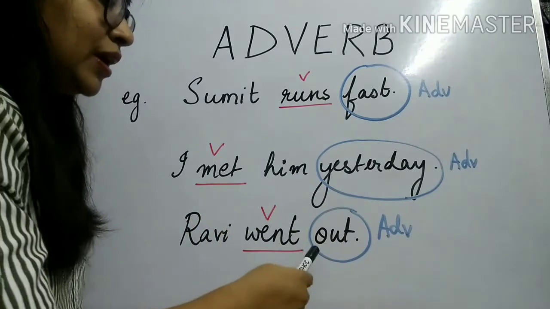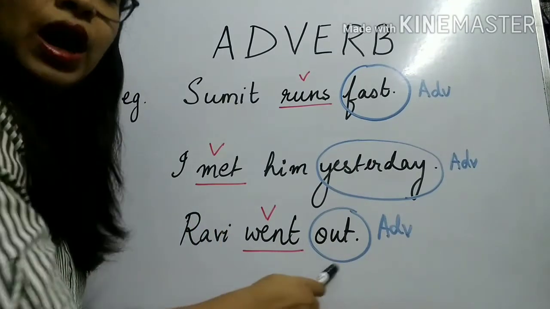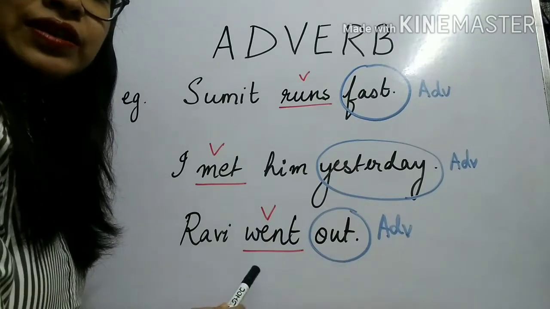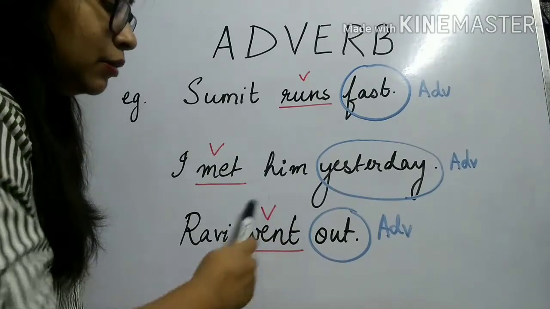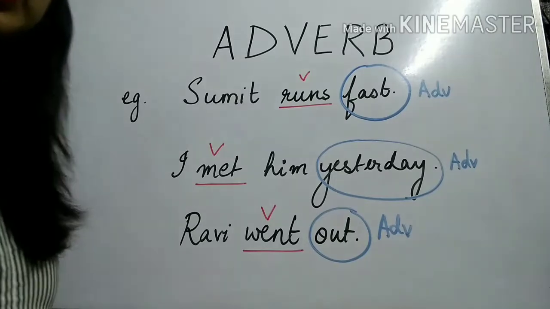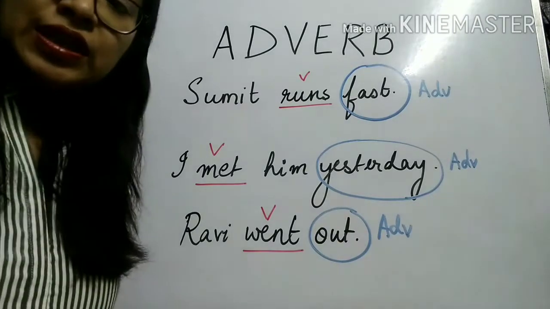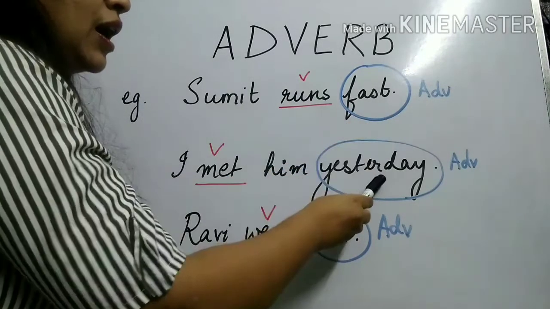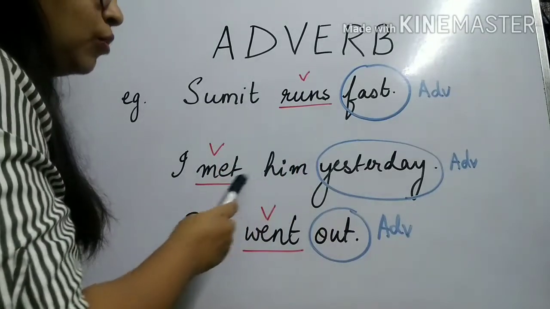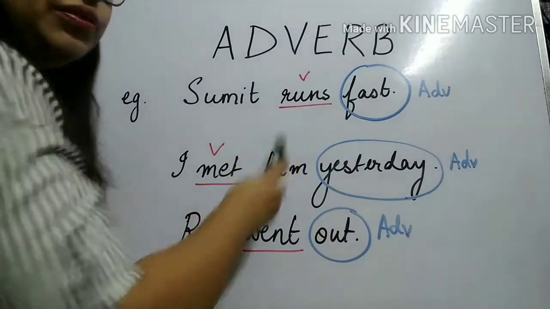Similarly, Ravi went out. So where did Ravi go? Out. The word out is giving us an understanding about where Ravi went. So in these ways, we see that adverbs are actually adding more meaning to the verbs.